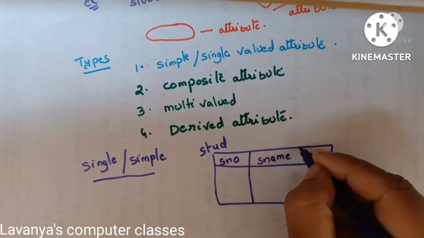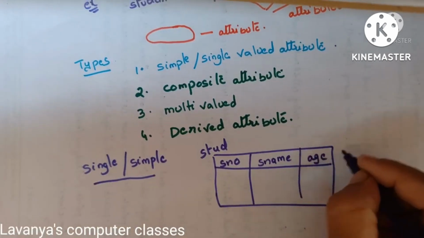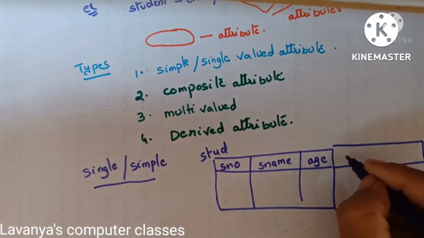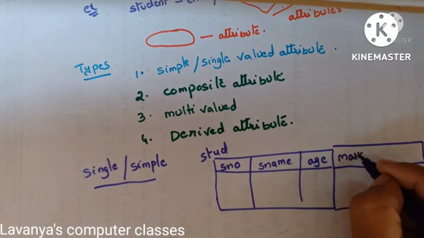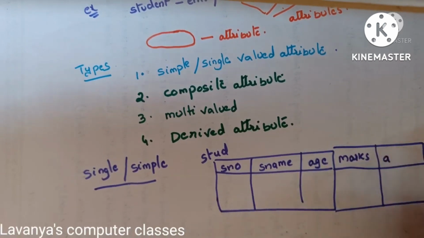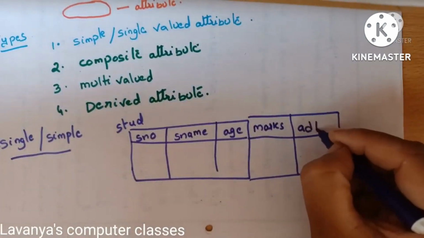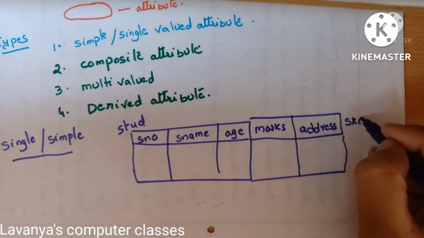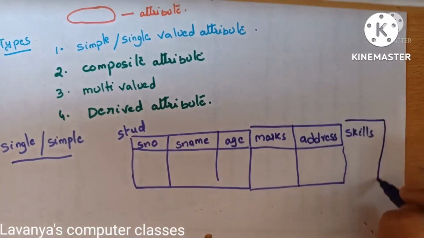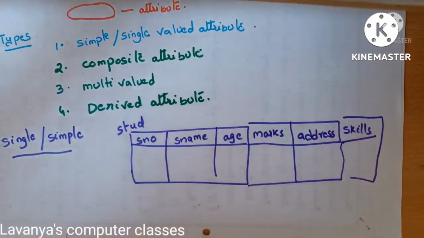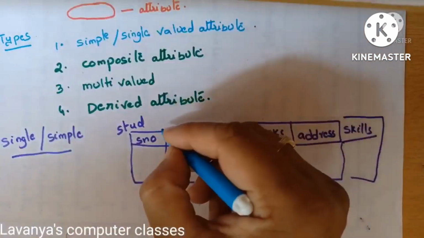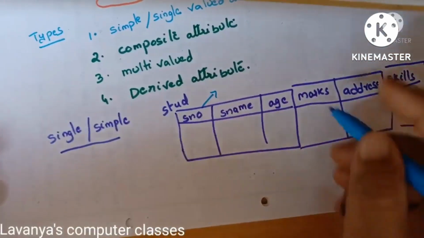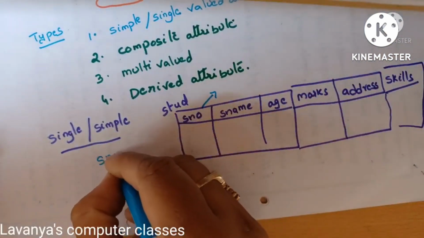For example, here I take a student entity set with some attributes like serial number, student name, age, marks, address, and skills. A collection of entities is known as an entity set. So serial number, S name, age, marks, address, and skills are known as attributes.